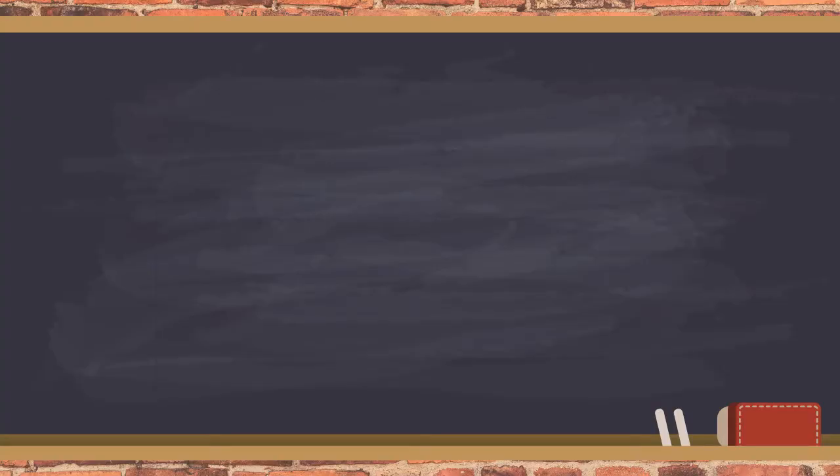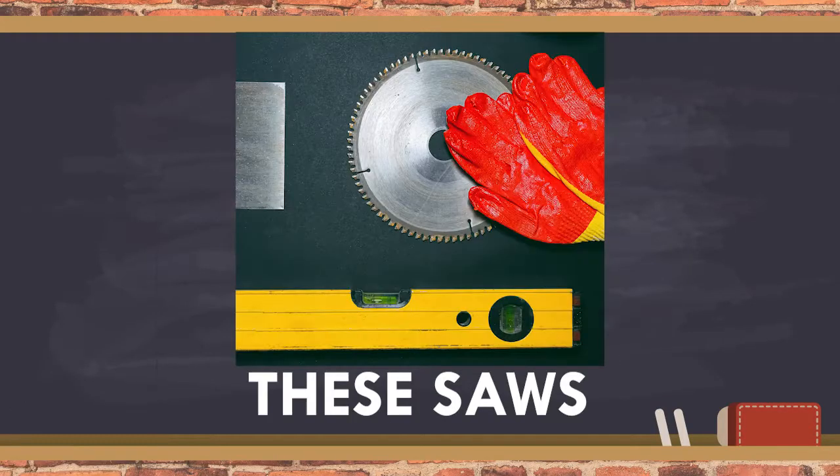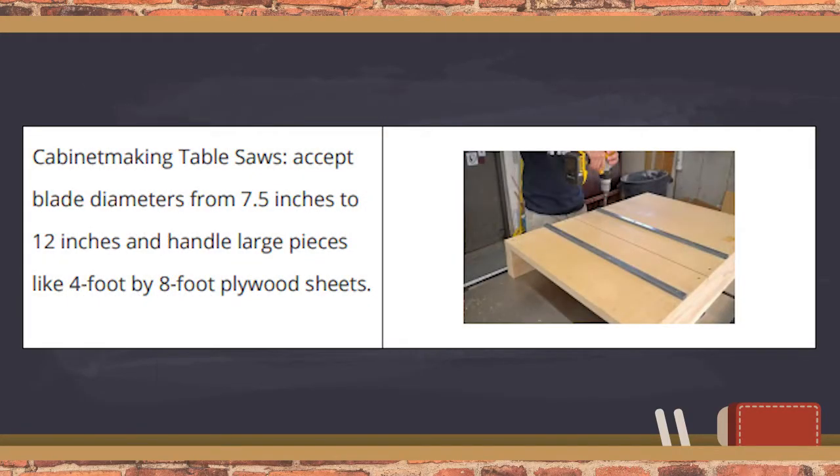And yes, you can't create a cabinet without saws. No, not those saws. These saws. Table saws are the woodworking shop's heart. Modern table saws have excellent safety devices in guards, guides, adjustments, and controls. Cabinet making table saws accept blade diameters from 7.5 inches to 12 inches and handle large pieces like 4 foot by 8 foot plywood sheets.